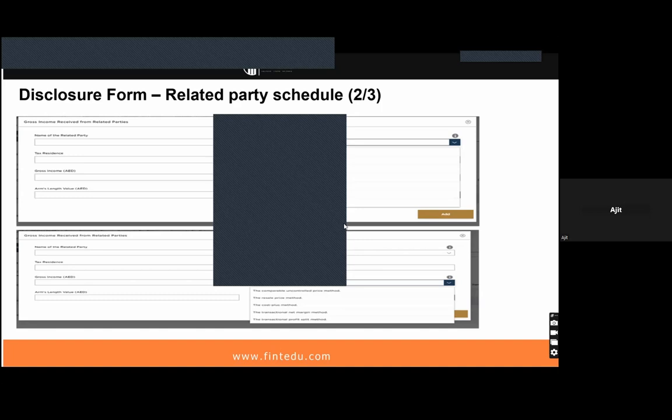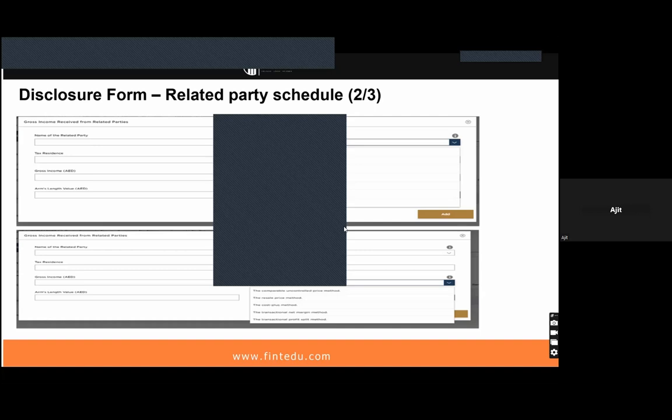Which method do we have to choose for reimbursement of expenses between related parties? I'll go with the other method, because all the other methods talk about price comparison or profitability comparison. In reimbursement, there are no human efforts involved, there's no service element, it's cost to cost. So it would be the other method.